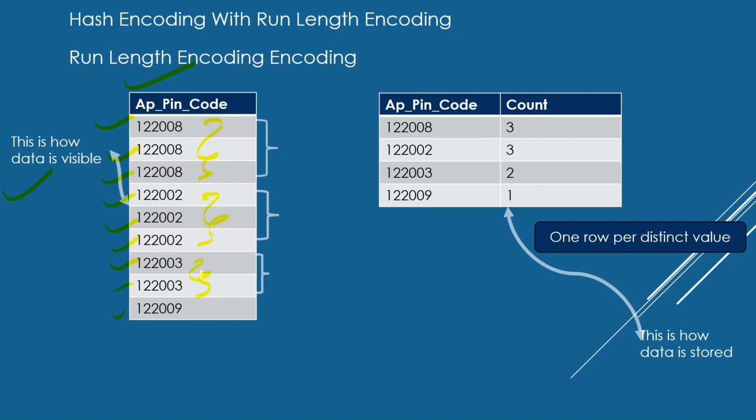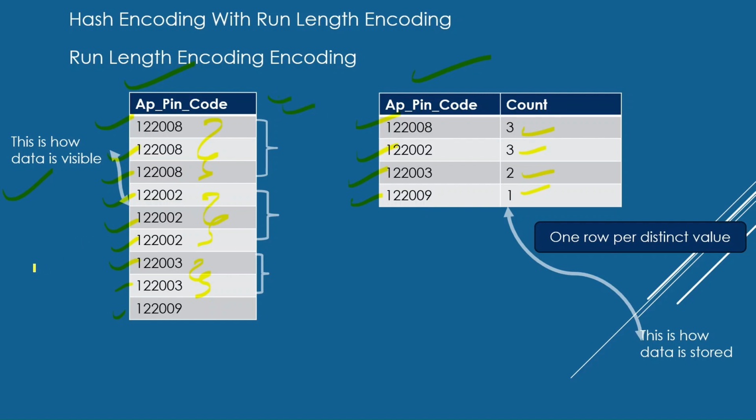So what run length encoding does is create a table with one row for each unique element and another row for the number of times that value is present. So this is one unique value, this is another unique value, and another, and these are the counts, the number of duplicates present in the main table.